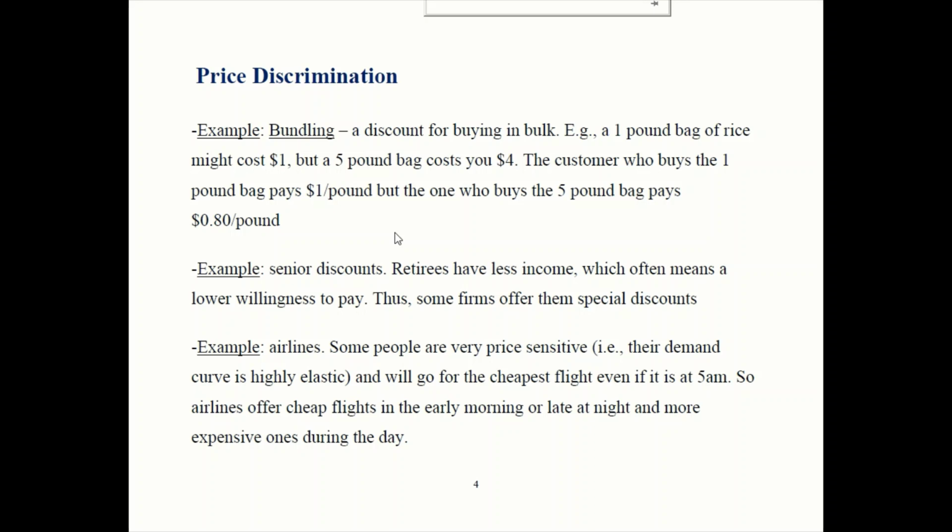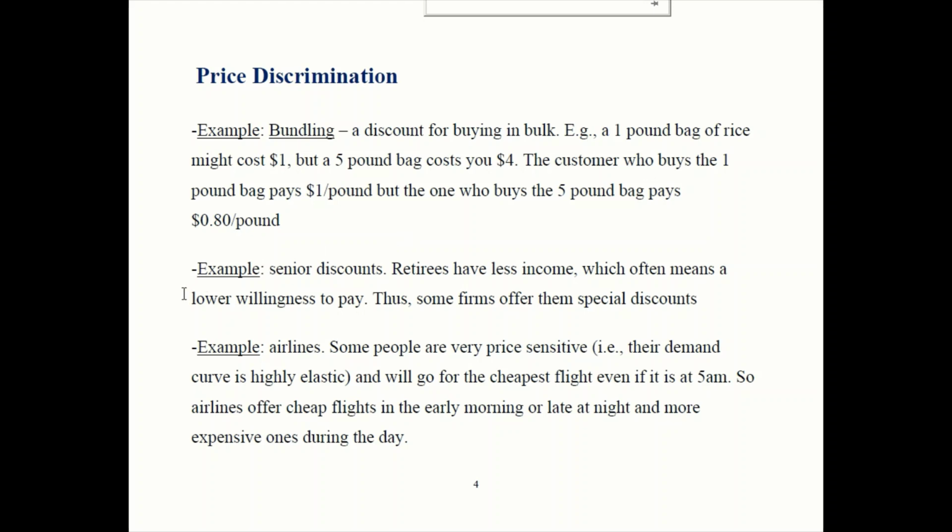So the person who's buying in bulk is paying a lower price per pound than someone who is buying a smaller quantity. So you can see that different consumers are paying different rates, so that's a form of price discrimination. Again, you guys probably got upset when you heard the word discrimination in our title, but this practice where you get a discount for buying in bulk probably has not upset a whole lot of people.